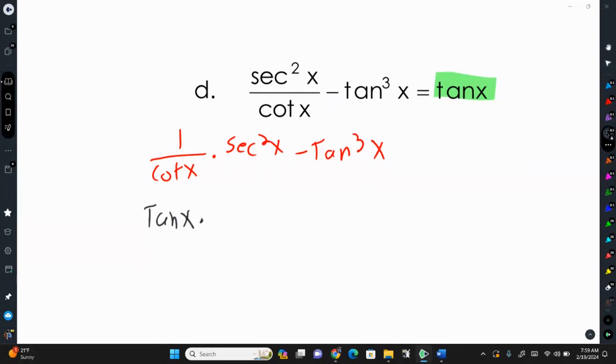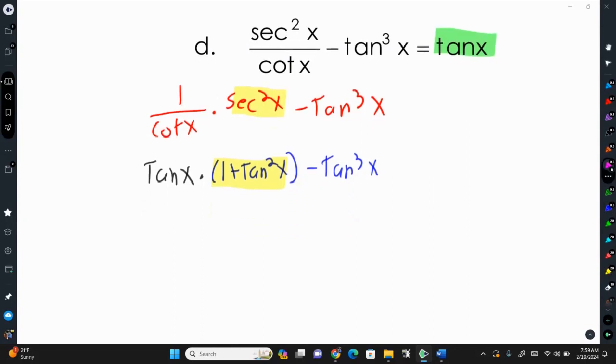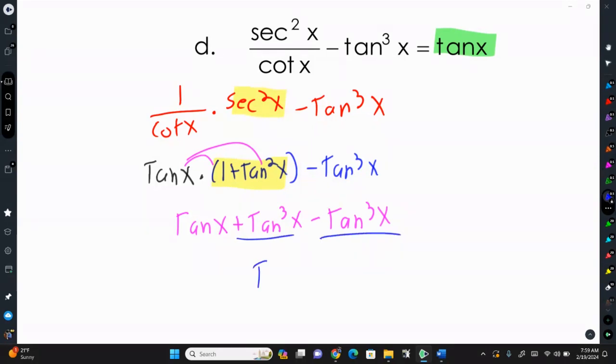And secant squared is 1 plus tangent squared. So I'm going to make that change. So I use the identity there. Now I can distribute this tangent. So now I have tangent to the first plus tangent to the third minus tangent to the third x. And you can see that these are going to cancel. So I'm left with just tangent x, which equals what we're trying to get. And we verified that identity.